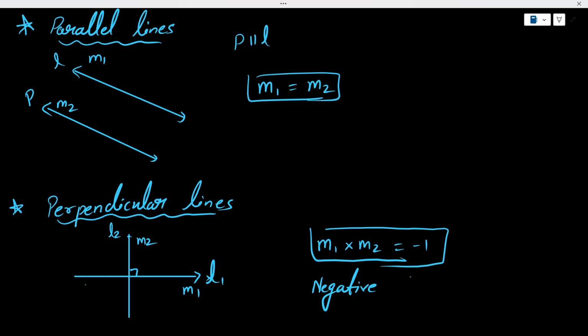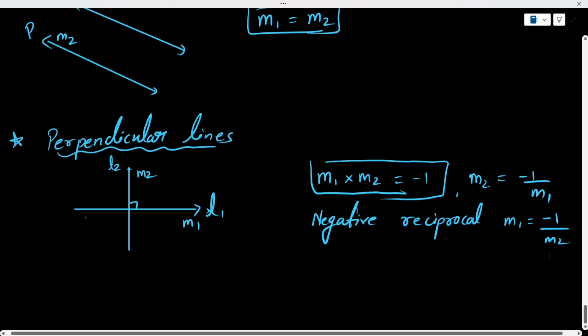So what is going to be the gradient of a perpendicular line? It will be the negative reciprocal. Why do we say negative reciprocal? Because if M1 is known, you can get M2 as -1/M1. Or if you need to find M1, then you can take -1/M2. Right? So that's why we call it negative reciprocal.